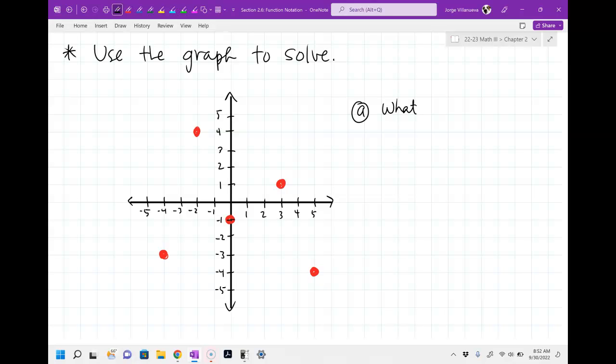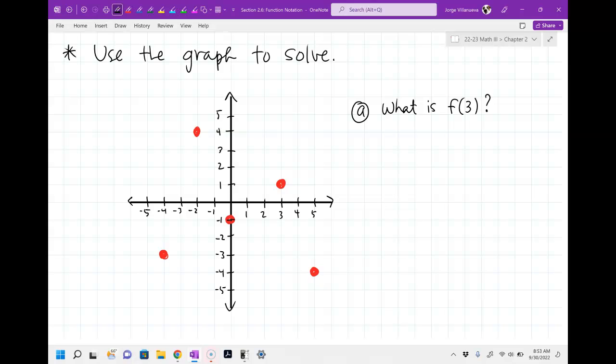What is f of 3? Now remember, that number 3, it's supposed to be f of x, right? That's what it's supposed to say, f of x. Well, they changed it to 3, so doesn't that mean that x equals 3? Right? Look at your graph. Go to where it says x equals 3. You see the point right above it? What's the y value on it? 1. That's your answer. 1.